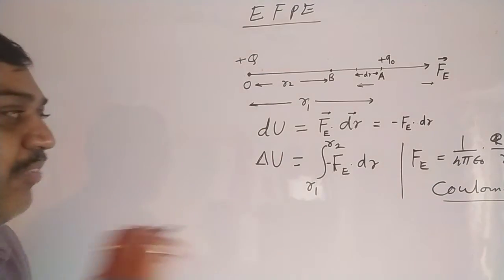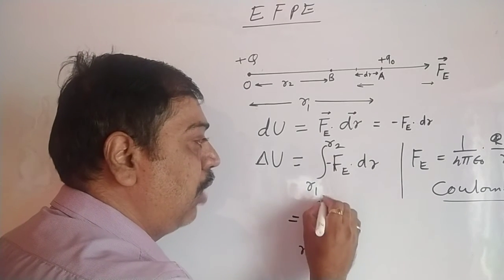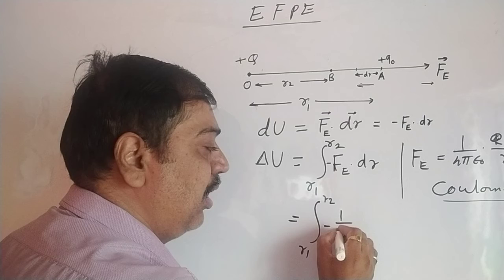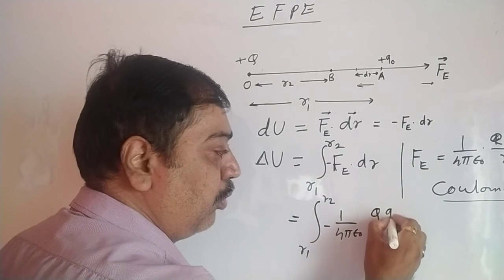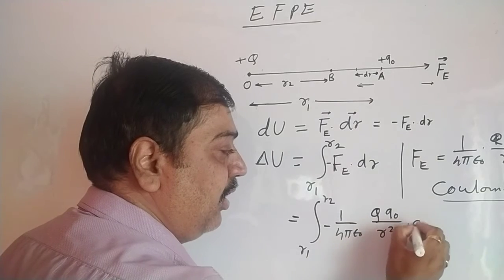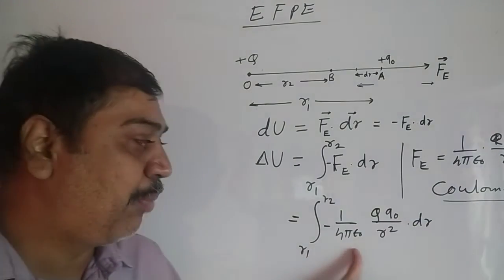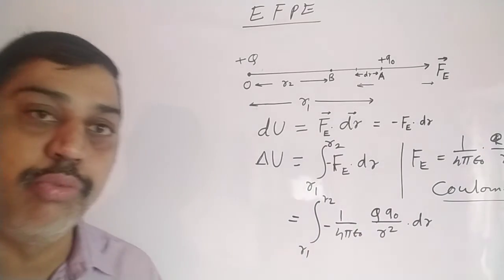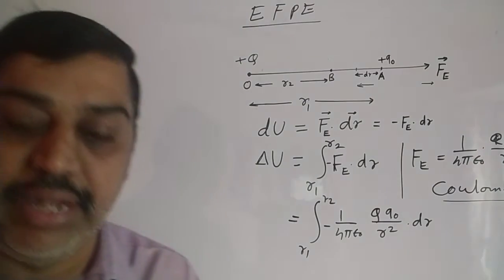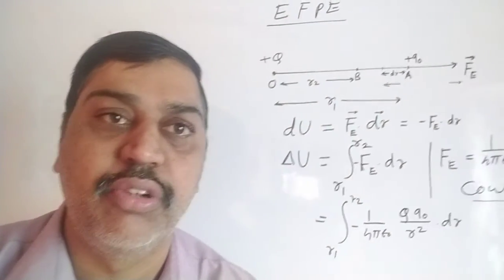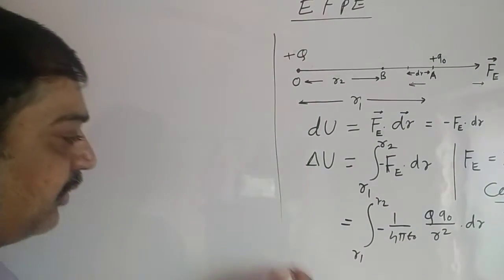So put this value in this equation and rewrite it. We can write the integration over R1 to R2 of minus 1 divided by 4 pi epsilon 0, Q into Q0 divided by R square into dr. So we get this equation. Further, 1 divided by 4 pi epsilon 0 and Q into Q0 are not dependent on R, so take them outside and rewrite the equation. Let's write down the same equation further.